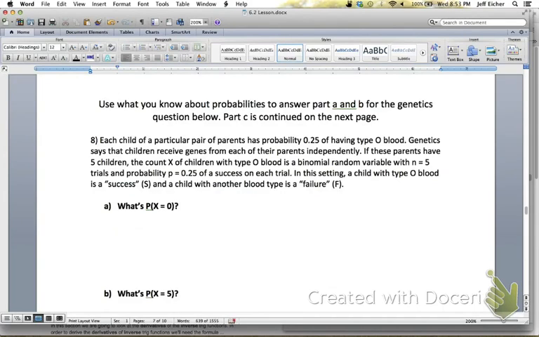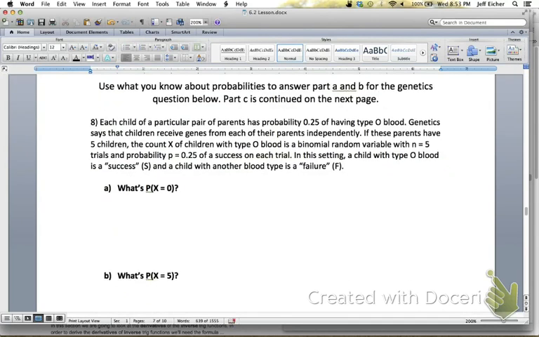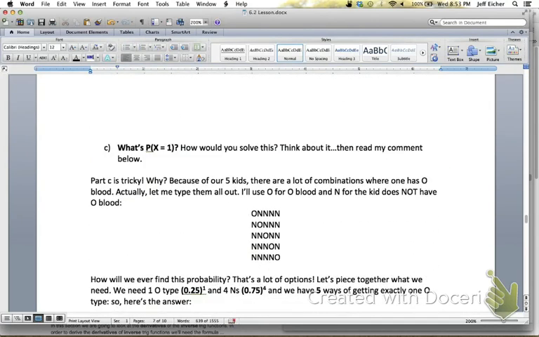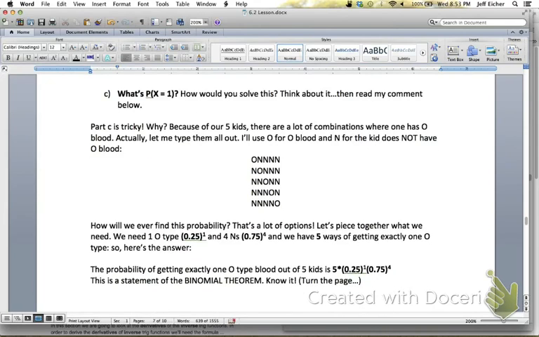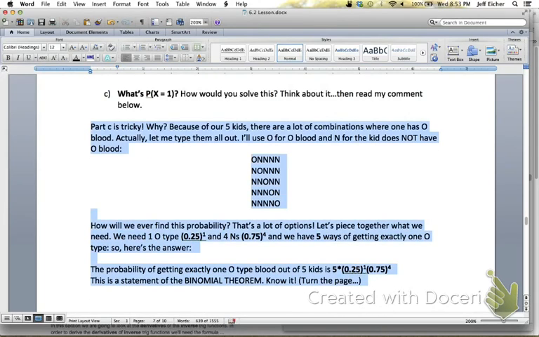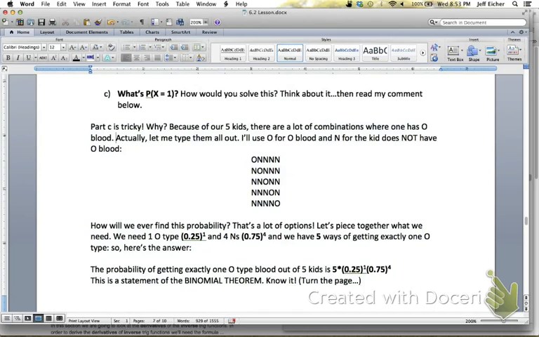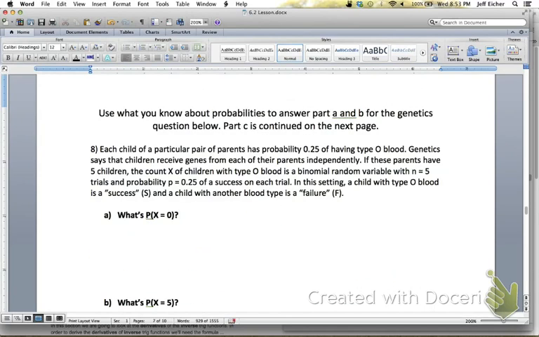And then number 8, I'm trying to get you to understand the reasoning why we use the binomial theorem. So you can answer question A and question B with what you know about probability from chapter 5. No special formulas there. However, part C, you will need something different, the binomial theorem, which I kind of try to work through with this discussion, so you could answer those.